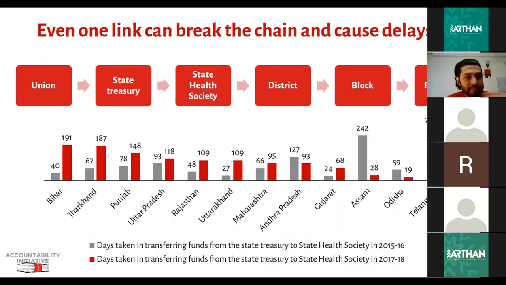Now, there are several links in the chain. First, the money from the union government goes to the state treasury. The state adds its own share because it's shared. And from there, it goes to the state health society for health. Okay. Then from the state health society, it goes to the district, then to the block, and then to the front line. So we mentioned Prathmik Swasthya Kendras or primary health center. So that's the front line that we mean. So you can see at least 5 links over here.